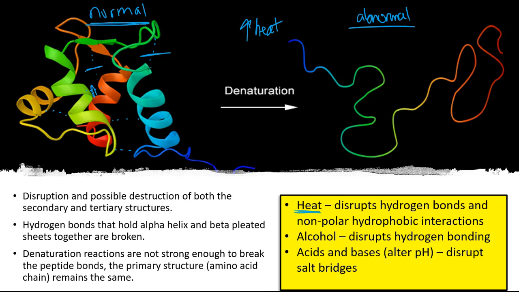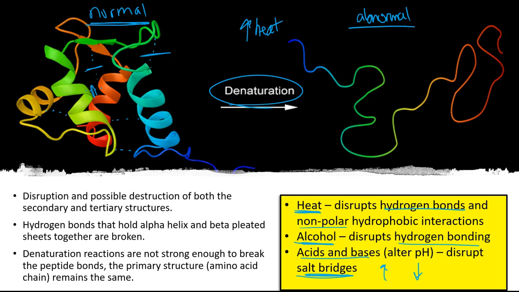So as the temperature increases, the hydrogen bonds are going to be disrupted. The nonpolar hydrophobic and hydrophilic interactions are going to be disrupted. The shape of the protein is going to be pulled apart. Alcohol in a solution is going to disrupt hydrogen bonding as well. Acids and bases, if we alter pH, if we increase pH and get more alkaline, or if we decrease pH and get more acidic, it's going to disrupt the salt bridges. It's going to dissolve or break the salt bridge interactions, and it's going to cause these proteins to pull apart. Again, as those proteins pull apart, it's called denaturation.